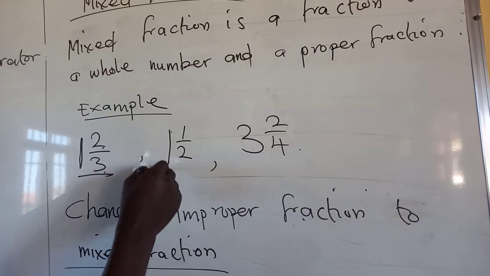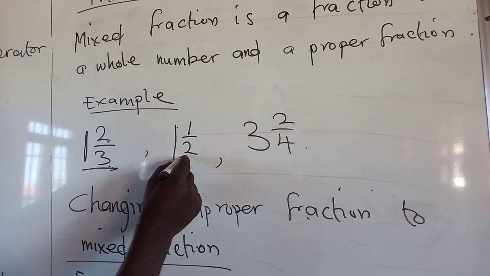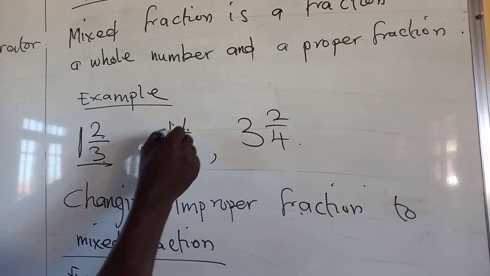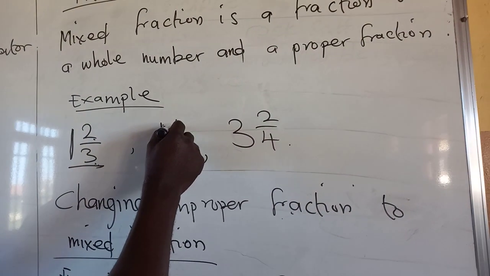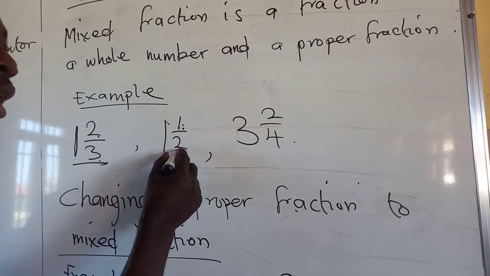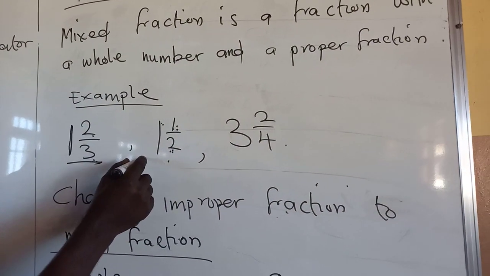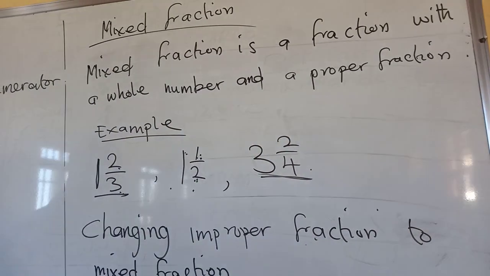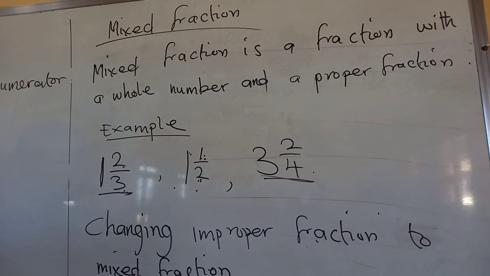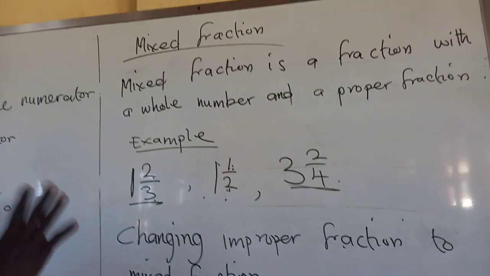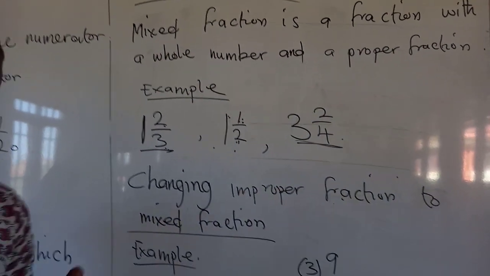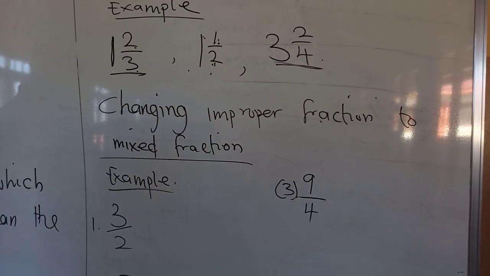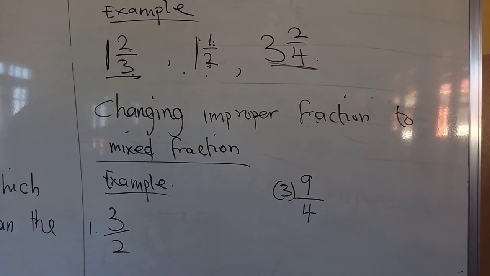One whole number and 1 out of 2. This is a mixed fraction, because this is a whole number, and then the numerator and the denominator, and the numerator is smaller than the denominator. So it's a proper fraction with a whole number. All these examples are mixed fractions. The main thing we want to know while we are discussing all this is to be able to change improper fraction to mixed fraction, and vice versa. We can also change mixed fraction to improper fraction.